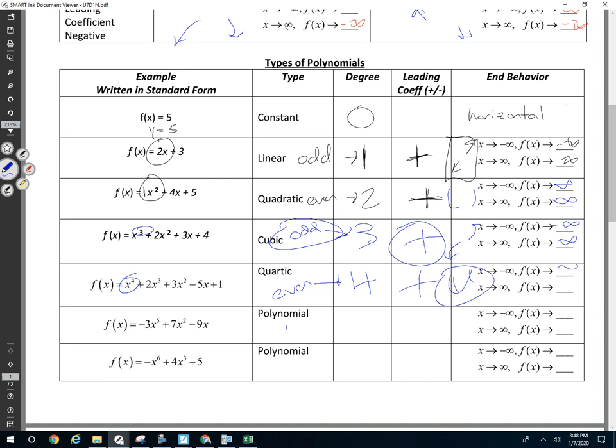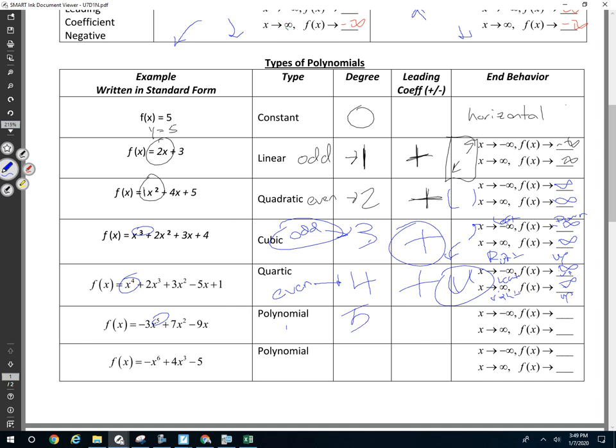Here, this is both going up to the right and to the left. To the left, I'm going up. To the right, I'm going up. That's really what it says. Here, to the left, I'm going down. To the right, I'm going up. To the left, I'm going up. To the right, I'm going up. That's what that means.